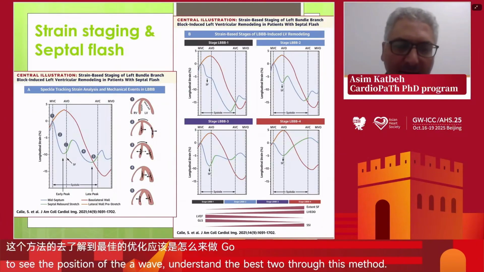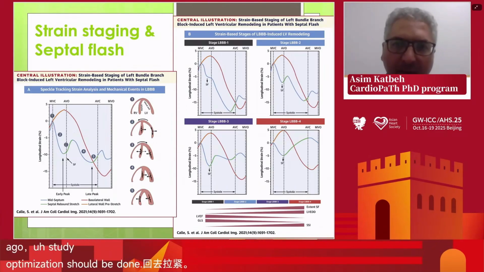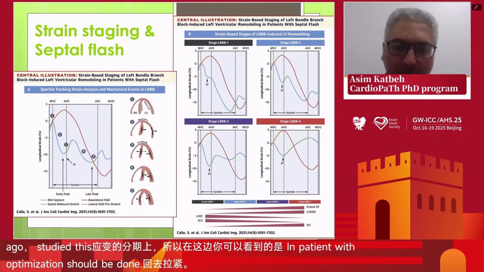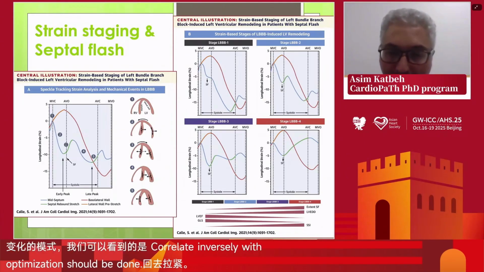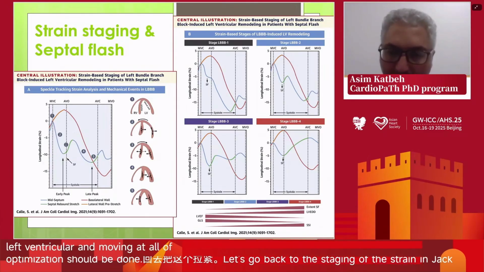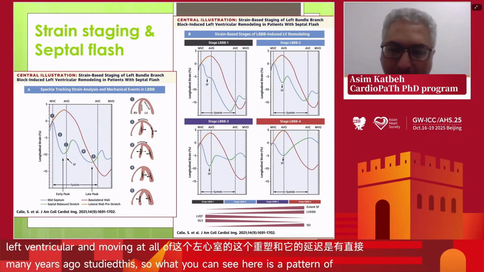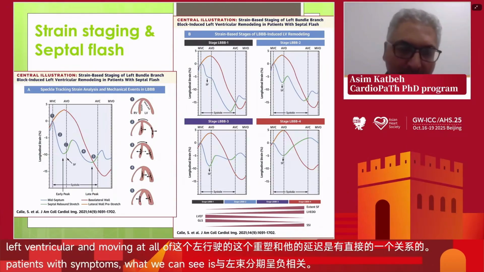Go back to strain. This study, published in JACC many years ago, studied the strain staging of left bundle branch block induced left ventricular remodeling in patients with septal flash. It showed that the LV ejection fraction and the value of GLS correlate inversely with the stage of left bundle branch block left ventricular remodeling. But the LV end-diastolic dimension and the extent of septal flash correlated very well with the stages of left bundle branch block based on the strain curve.